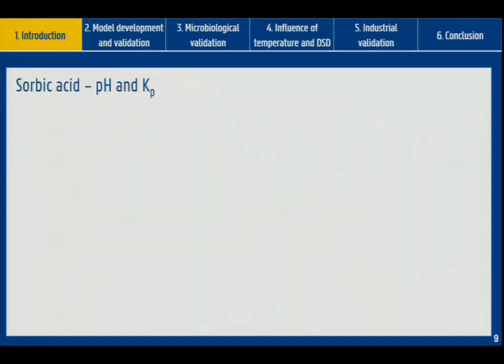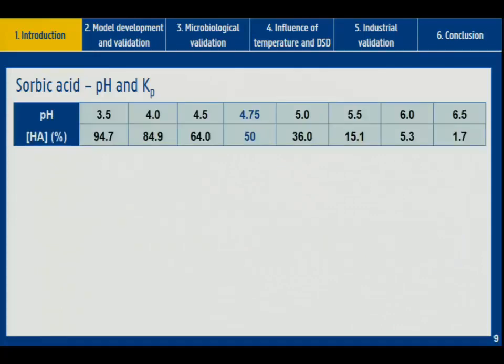A little bit about the protonation dependence of sorbic acid on pH and also about the partition coefficient of sorbic acid. You can see here, the upper row is pH, the lower row is protonated sorbic acid. As the pH grows, so does the protonated sorbic acid decrease. So at pH 3.5, which is a low pH, we will have around 95% of protonated acid.